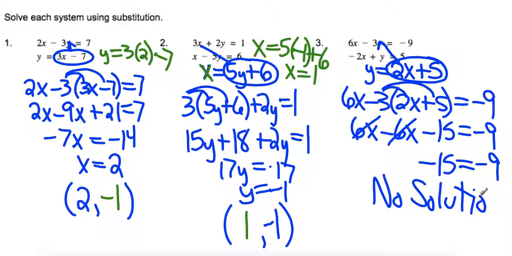Okay. Like we talked about with the graphing, that means if you graphed these two things, these are going to be parallel lines. There is no solution. They don't have an intersection point. Okay, so that is a quick review of substitution. In the next video, we will remind ourselves of elimination.